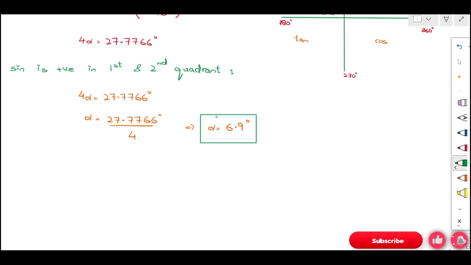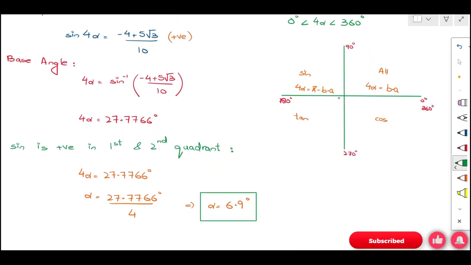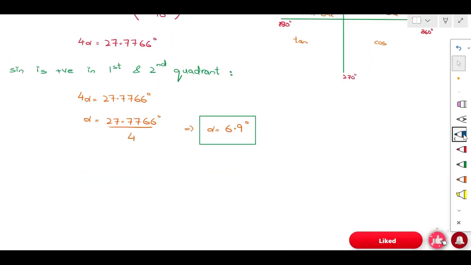Okay, so this is a solution for the first quadrant. Sine is also positive in the second quadrant, where 4 alpha is pi minus the base angle, right? Now for the second quadrant, your angle 4 alpha is pi minus the base angle, 27.7766 degrees. Not pi, it's 180, because it is in degrees, sorry, not radians.